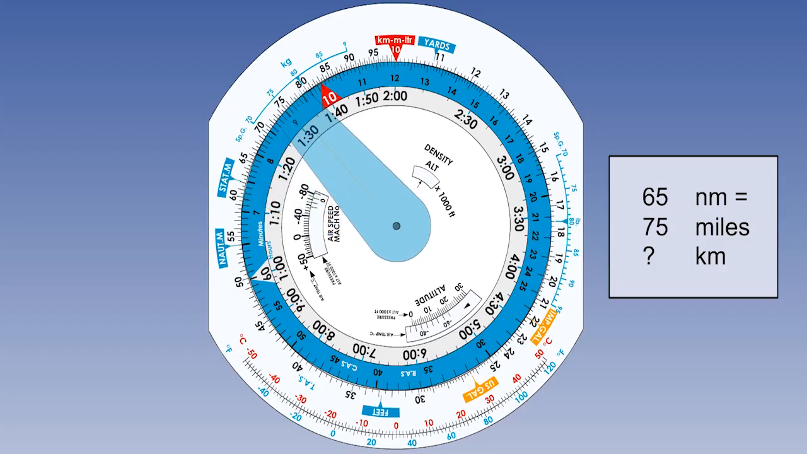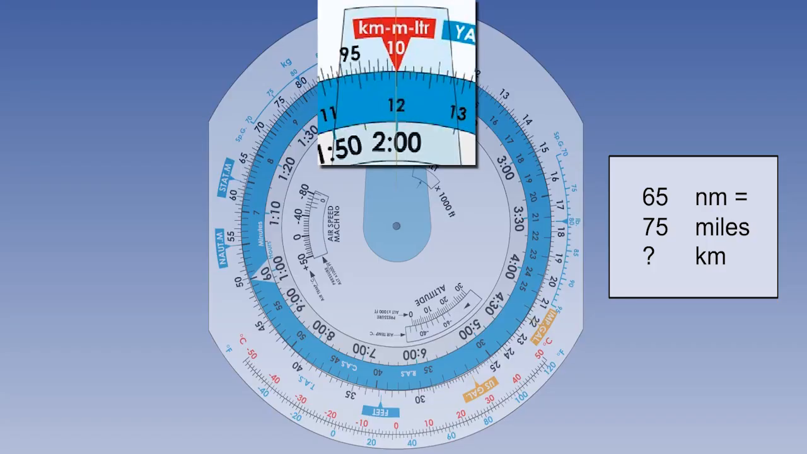Leaving the inner and outer scales in the same relative position, move the cursor over the red km, m, LTR index. Read off 12 under the cursor. Our rough answer led us to expect something near 130, so our answer is 120 kilometres.